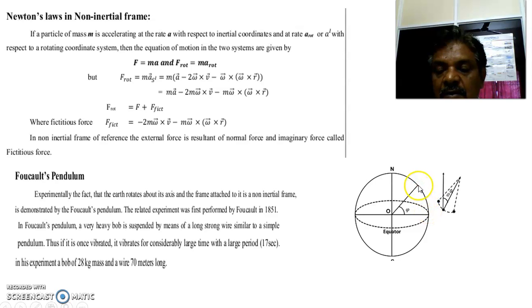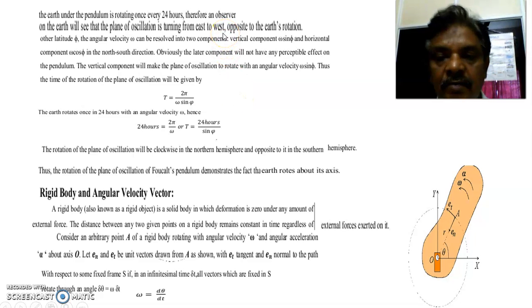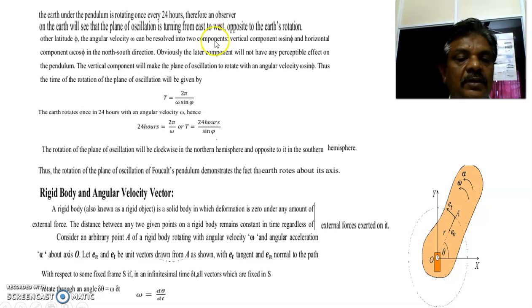This pendulum is attached here and it is rotating with an angular velocity, and there are horizontal and vertical components of angular velocity at angle phi. Now the earth rotates one round in 24 hours, so the time period of the earth is 24 hours. Everybody knows that. So we can generally write that the time period of any rotatory body is T equal to 2 pi by omega.